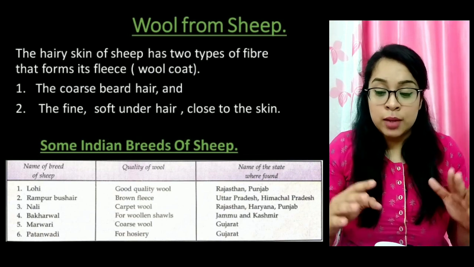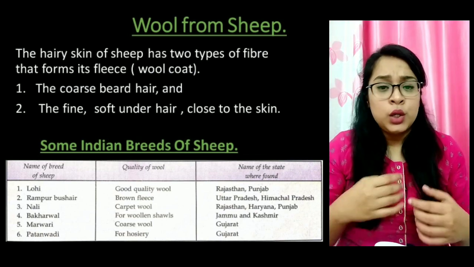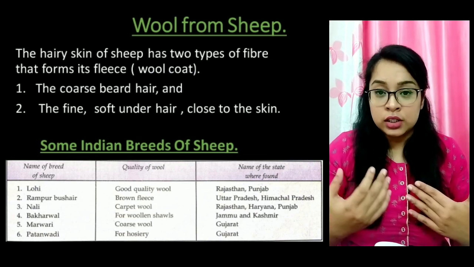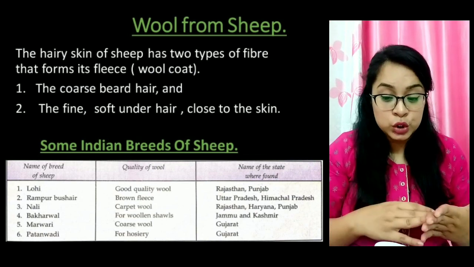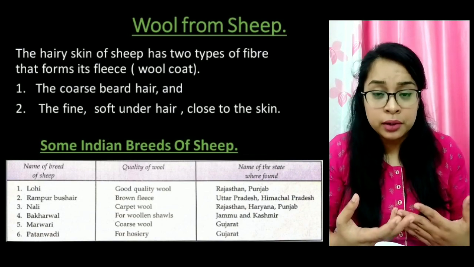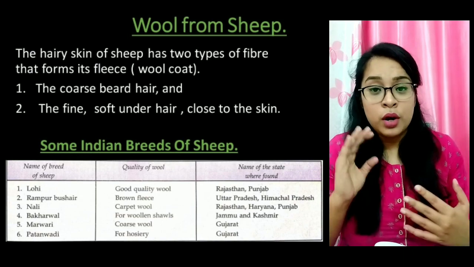Some of the names of the Indian breeds are given. You should remember two or three names, like Lohi. They are found in Rajasthan and Punjab. Rampur Bushair. What is the quality of their hair? So one or two you need to remember.